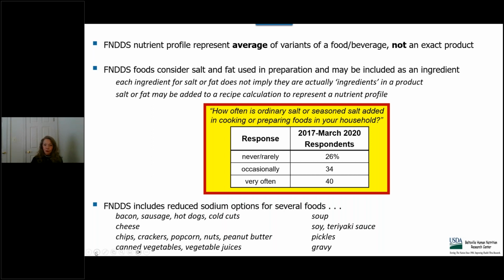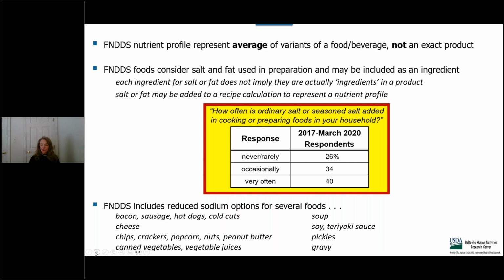FNDDS foods do consider salt and fat used in preparation and may be included as an ingredient in its profile. Each ingredient for salt or fat does not imply in this recipe that these are actually ingredients in the product. Salt or fat may be added in the recipe calculation process to represent a nutrient profile.